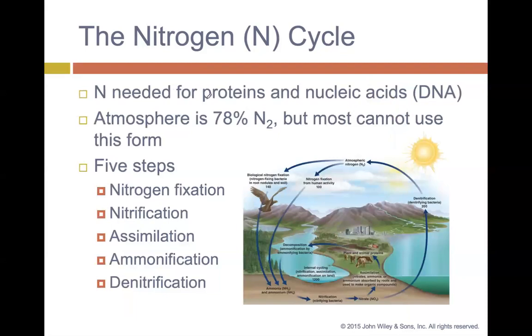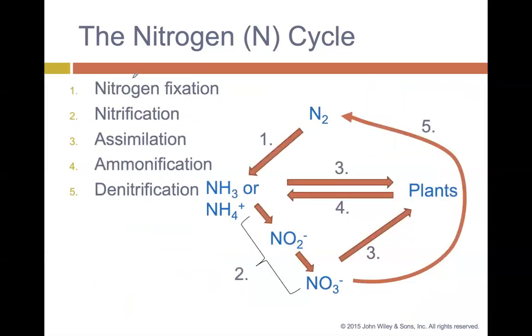Nitrogen is really important because it's needed for proteins and nucleic acids, which make up the DNA of all living organisms. The atmosphere, like I said, is mostly nitrogen, but most organisms cannot use it in this form. So there are 5 steps in the nitrogen cycle. We have nitrogen fixation, nitrification, assimilation, ammonification, and then denitrification.